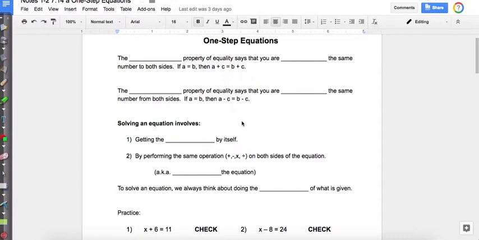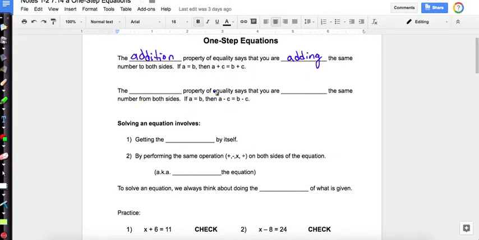So we have the blank property of equality, which says that you are blank the same number to both sides. So look down here. If A equals B, then A plus C equals B plus C. So what property do you think this is? Good, this is the addition property of equality, which says that you are adding the same number to both sides. So you probably heard, what you do to one side, you must do to the other. This is called the properties of equality.